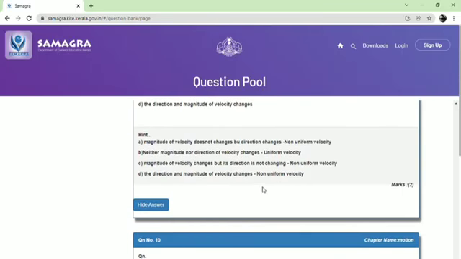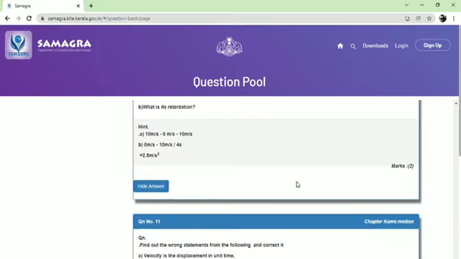Magnitude of velocity does not change, but direction changes. Non-uniform velocity. Neither magnitude nor direction of velocity changes, uniform velocity. Magnitude of velocity changes, but the direction is not changing. Non-uniform velocity. The direction and magnitude of velocity changes. Non-uniform velocity.